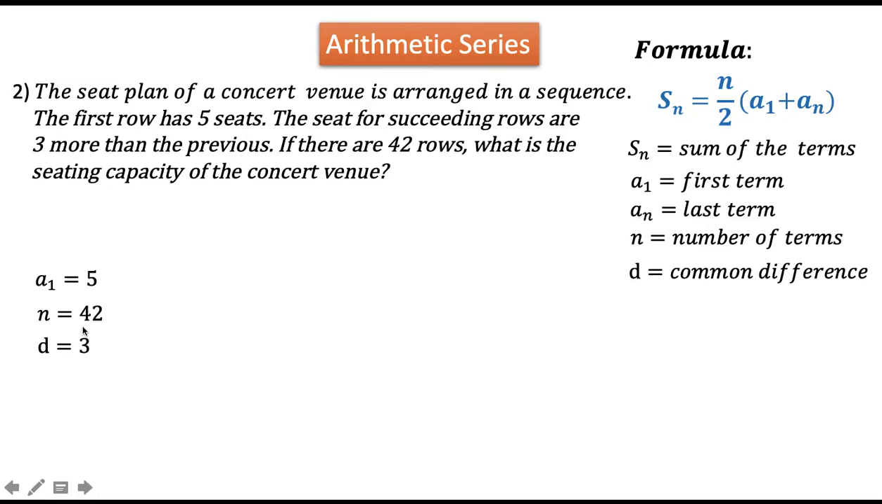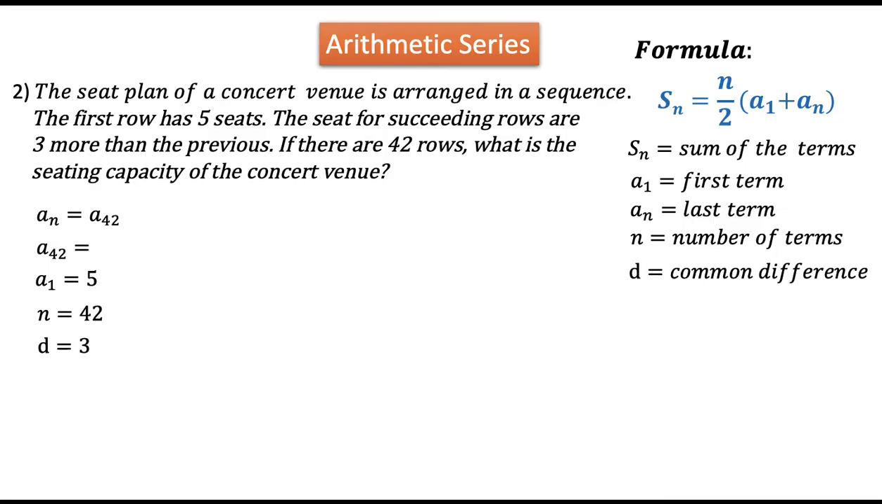But as of now, we cannot use the formula because our given is insufficient, because we have no idea about the value of the a sub n, or the last term. What we knew so far is a sub n is the a sub 42, because since there are 42 rows, therefore the last row is the 42nd row. But what we don't know here is how many seats are there in the last row or in the 42nd row.